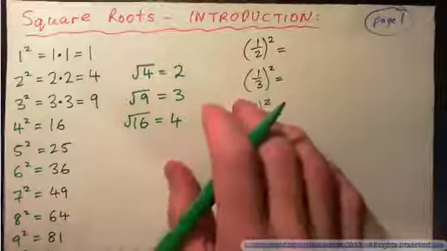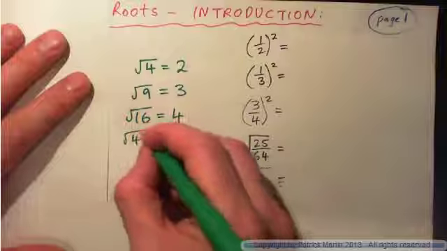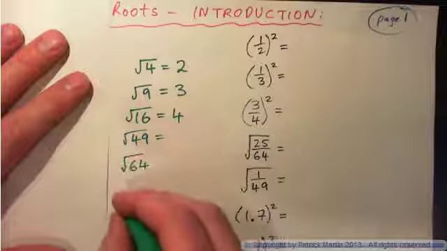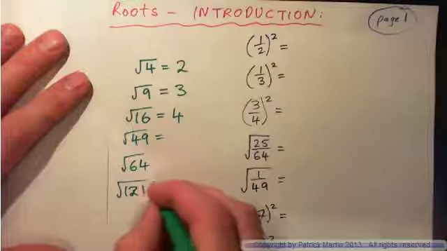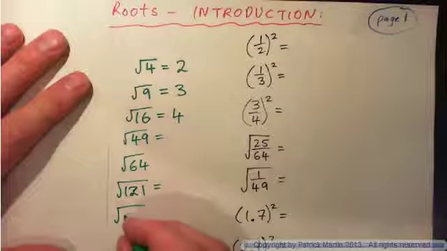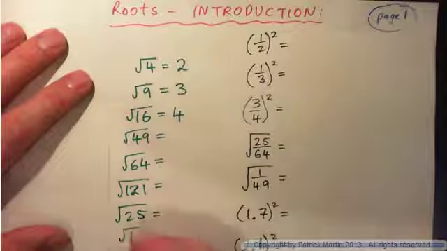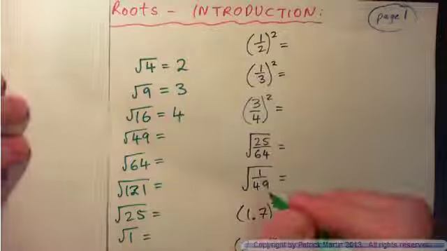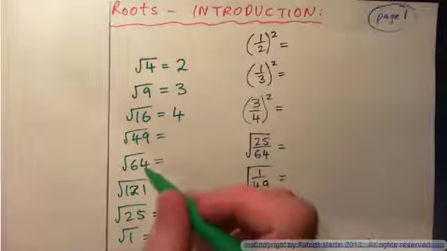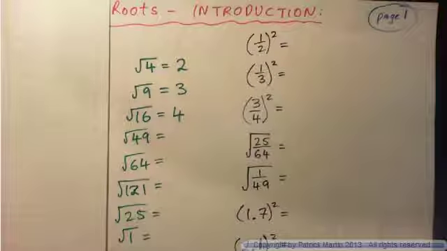So let's mix them up a little bit, and you can block your squareds up there. What about root 49, root 64, root 121, root of 25? What do these give? And root 1. What number times itself gives 49? What number times itself gives 64? What number times itself gives 121? What number times itself gives 25? And what number times itself gives 1?